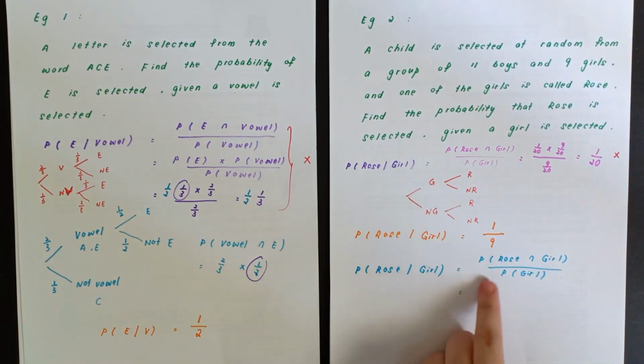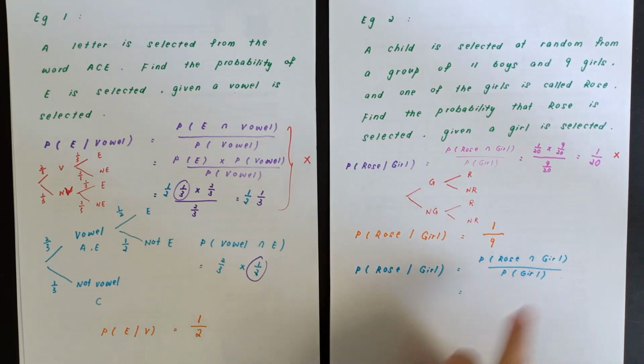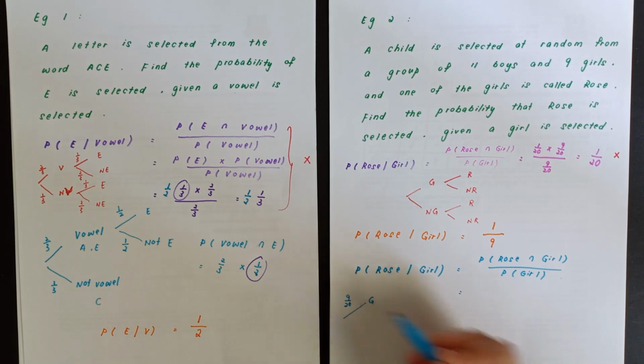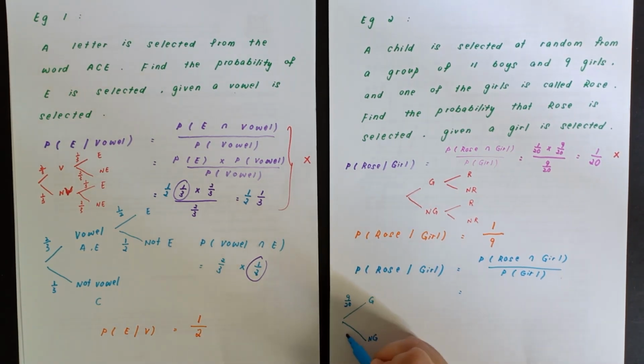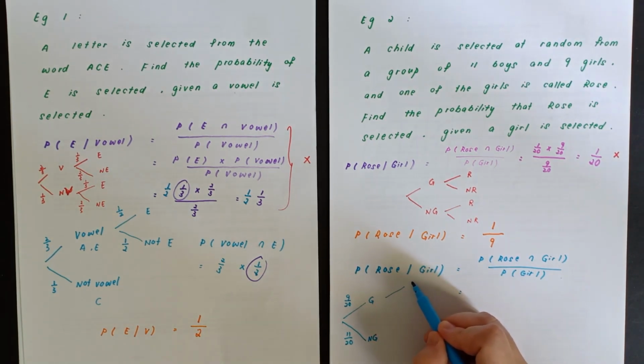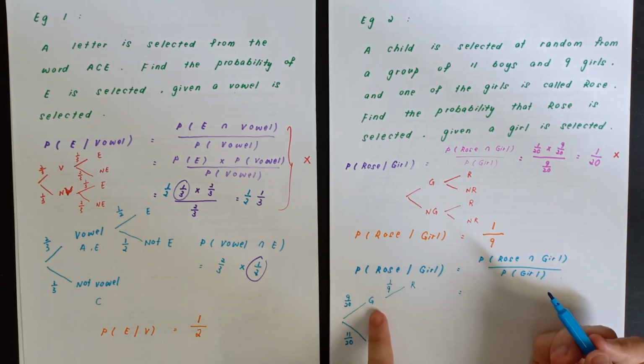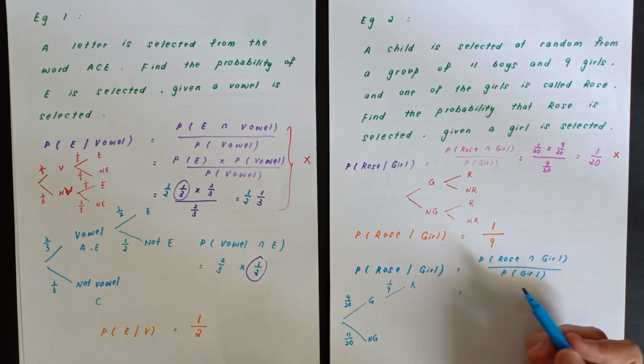Okay, so what is the probability for you to have Rose and girl? Let's try to do this. If you get a girl, what is the probability? The probability for you to get a girl is 9 over 20. Then for you to get a not girl is 11 over 20. So what is the probability for you to get Rose if you already got a girl? It will be 1 over 9, because you got a girl already, which means you have 9 now.